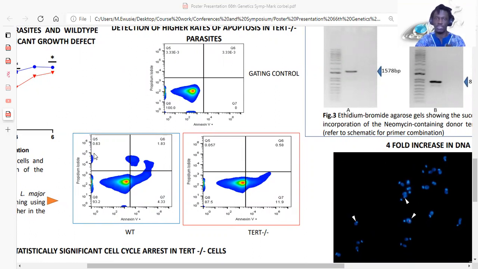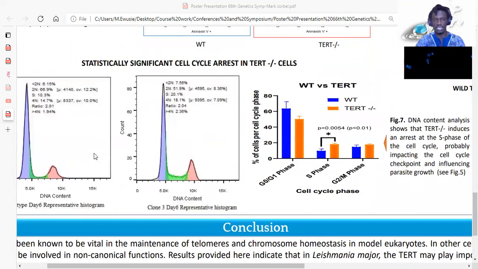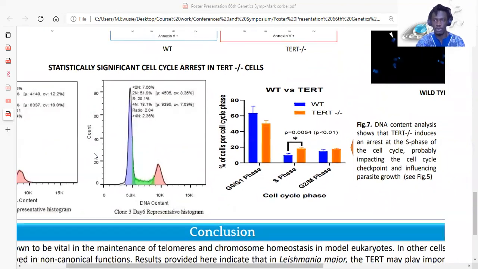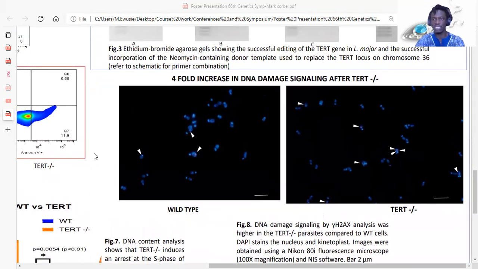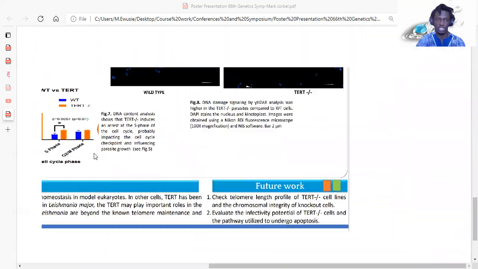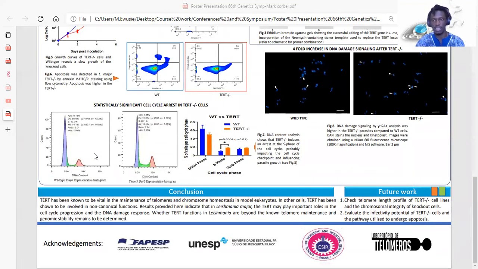Concurrently, we found a significant cell cycle arrest in the S phase of the TERT knockout parasite, and also an increase in DNA damage signaling. This corroborates data presented on TERT knockout in yeast and cancer cell lines. In conclusion, we say that it is possible that TERT may play a significant role in the DNA damage response pathway and cell cycle progression beyond just the telomere maintenance and genomic stability roles ascribed to it.